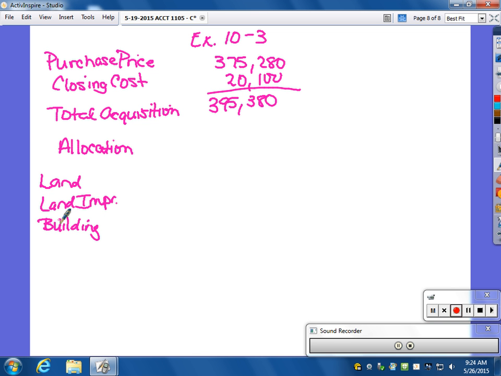So you got an appraised value, right? Didn't they give you appraised value? And then we have to find out how to apply that 395,380 according to what has been appraised. So what was appraised for land?